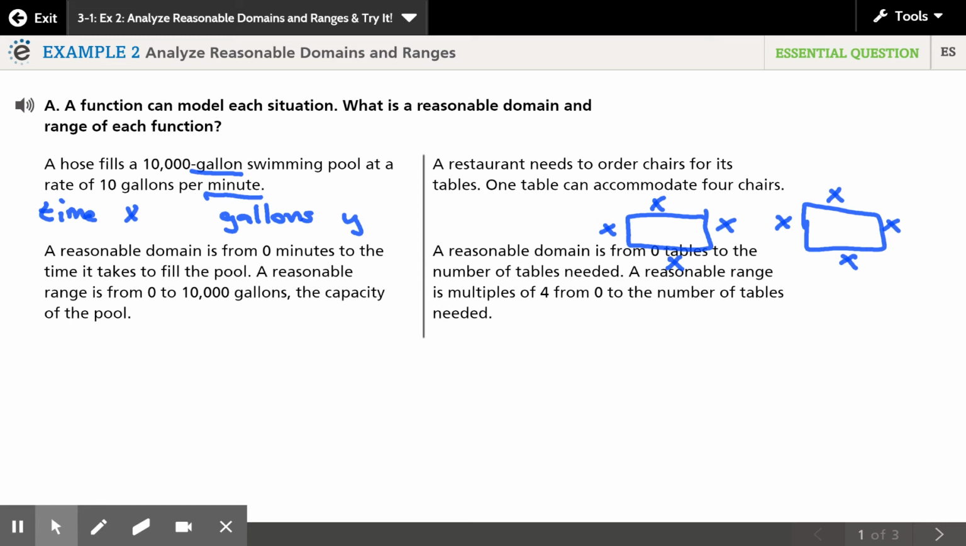So if you need 1 table, you're going to need 4 chairs. If you need 2 tables, you're going to need 8 chairs. 3, then it's 12. So that's where they get the multiples of 4 from. Now, these are 2 very different situations.